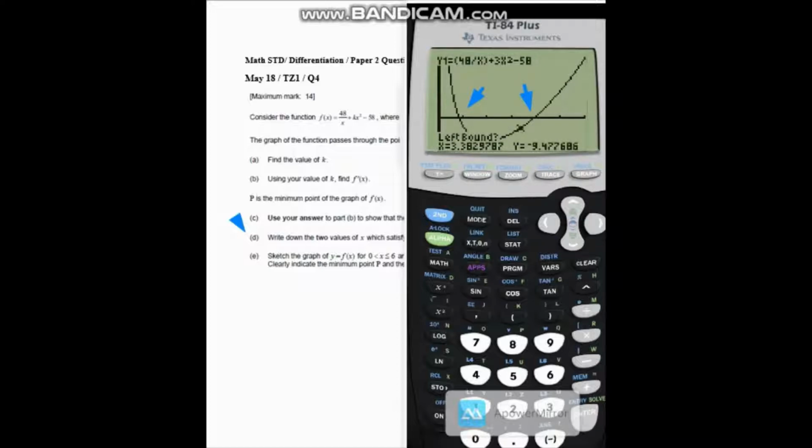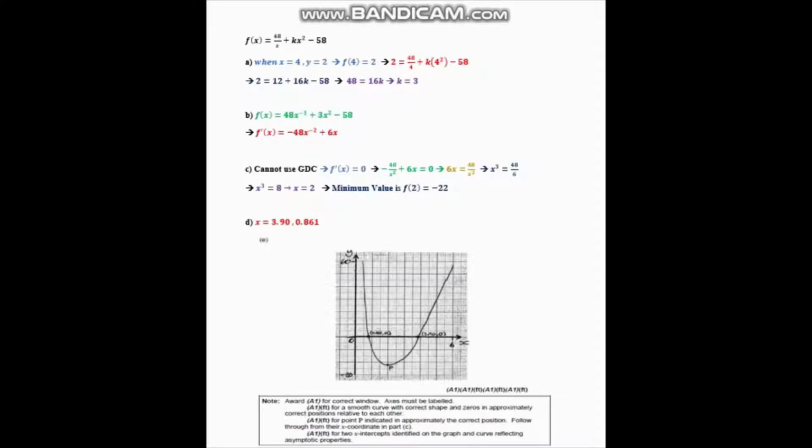So there is my left bound and right bound, and guess. So my second zero exists at x equals 3.903. Hence, these are my solutions.